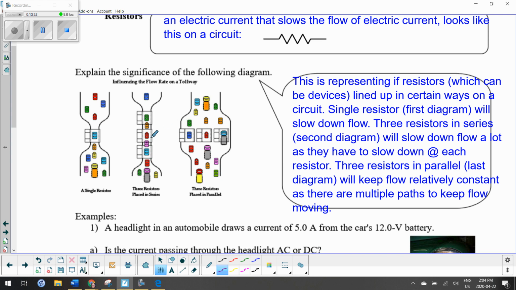So if you were to compare these two, series versus parallel, parallel will be the better way to go, or, well, it depends on what you want the current to do. If you want it to slow down, then you're going to want to connect them in series. If you want it to maintain, then you connect your devices in parallel.